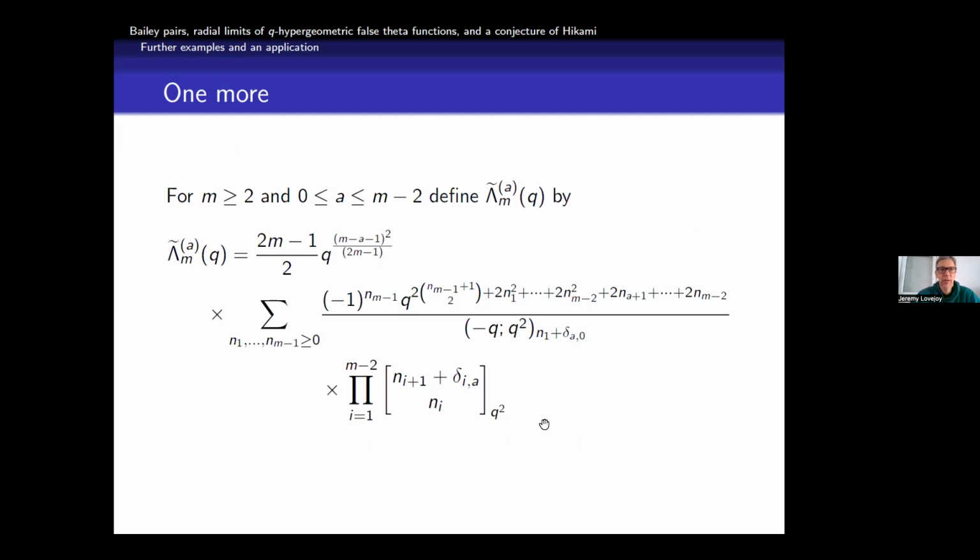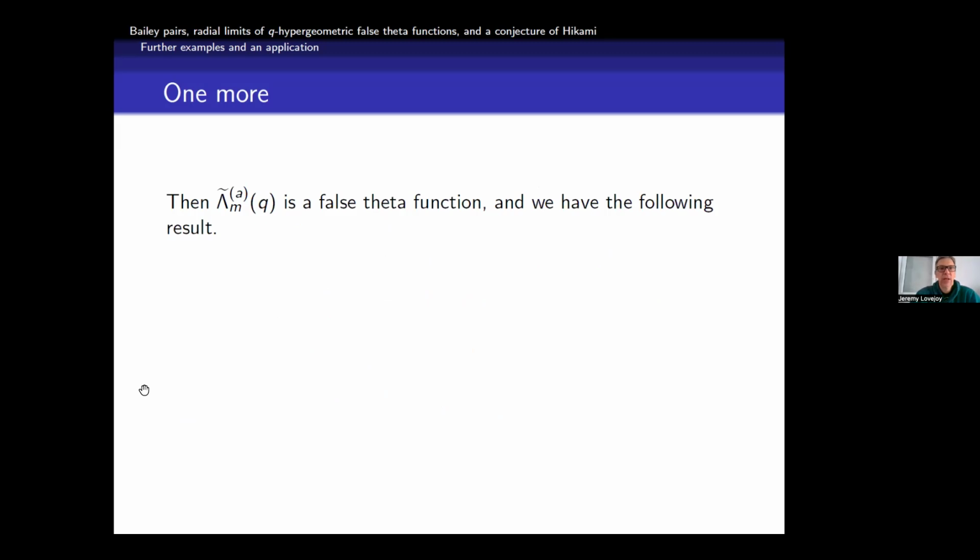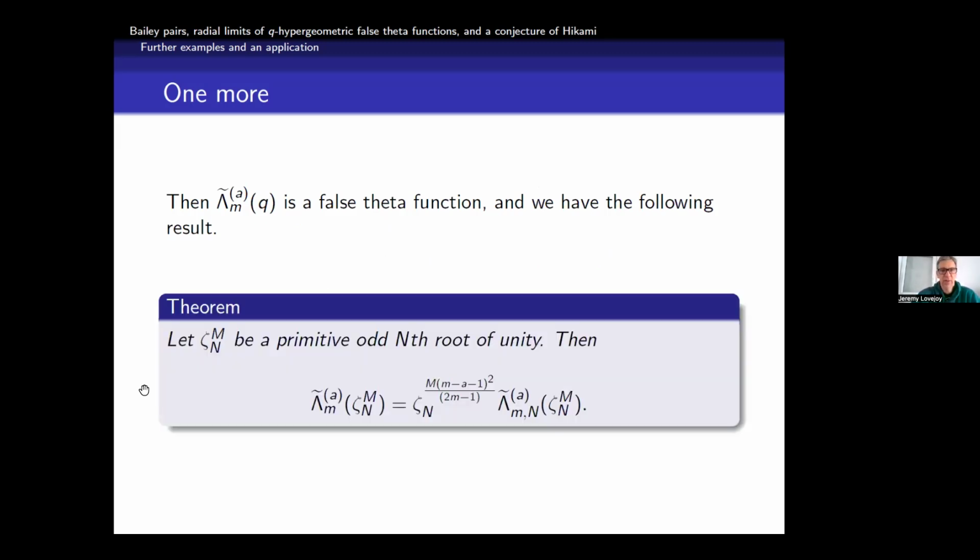Okay, and one last one. So we did 4 of these. Well, we did Hikami's conjecture, and then we did 3 more. So this is a capital Lambda_m^a tilde of q. So it has a constant and a q prefactor. It's a q-hypergeometric multisum. It happens to be a false theta function. And so we define its truncated counterpart. It's obtained by truncating. So I said this is a false theta function, and then this is the result. Okay, these radial limits are obtained by evaluating the truncated series at the same root of unity.